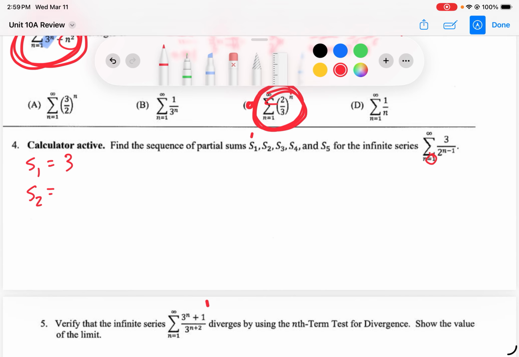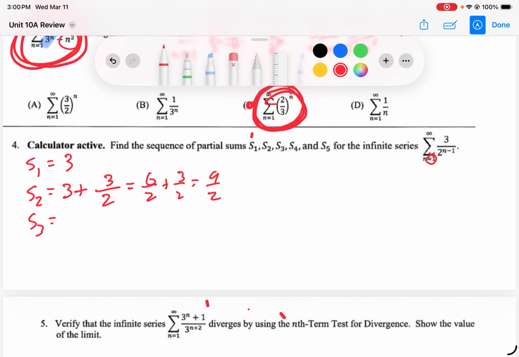S2 stands for the partial sum with two terms of the sequence. So it's 3 plus the next term in the sequence, which I'll get by plugging in 2 for the n. So that would be what? 3 over 2 to the 2 minus 1, which is just 1, so 3 over 2. I can make this 6 over 2 plus 3 over 2, so that's 9 over 2.